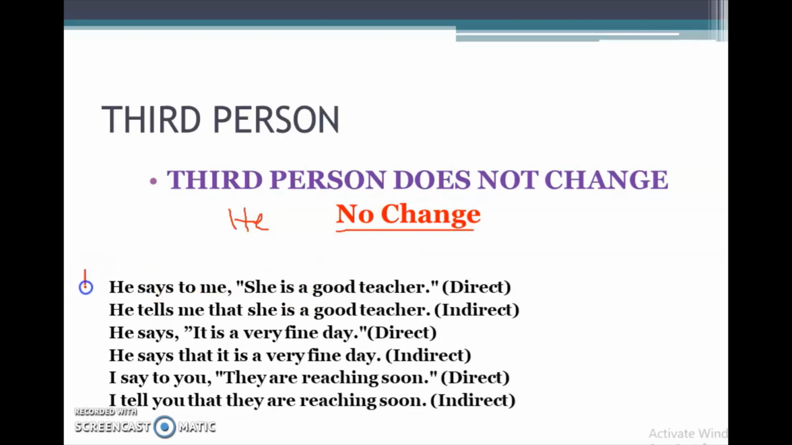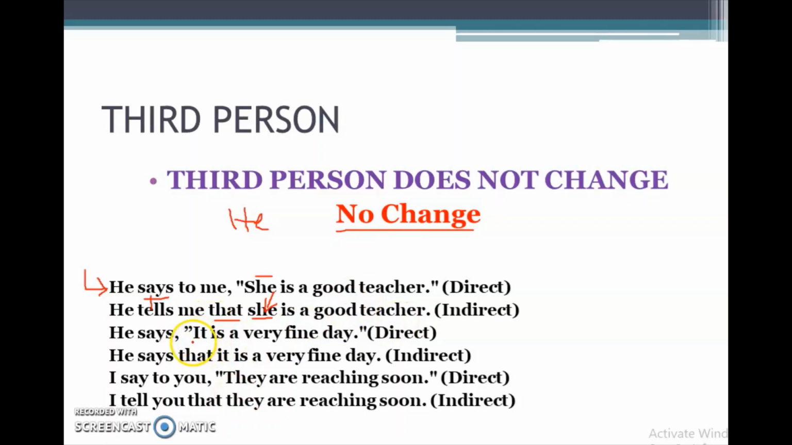Look at the example. He says to me, she is a good teacher. You have to bring about the basic changes. For example, says is changed into tells me, and that is added to remove the inverted commas. Here is third person, so third person retains. She is written as it is: she is a good teacher.